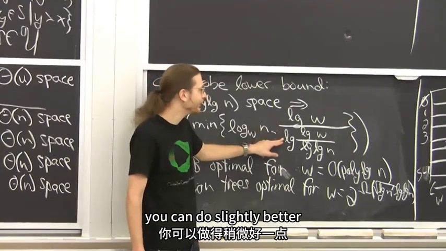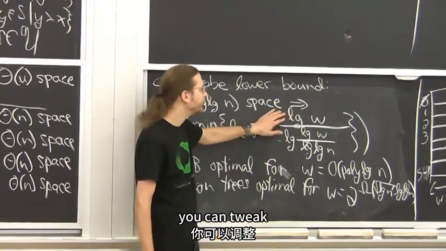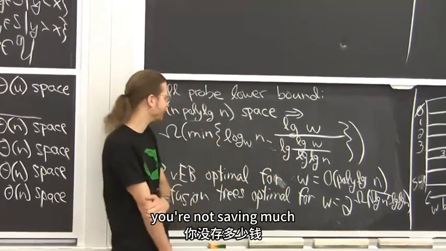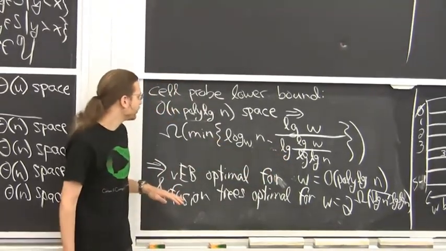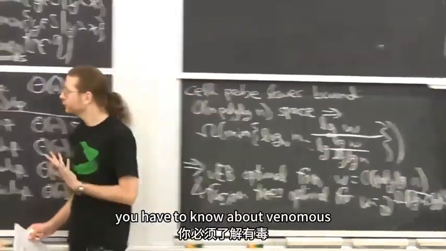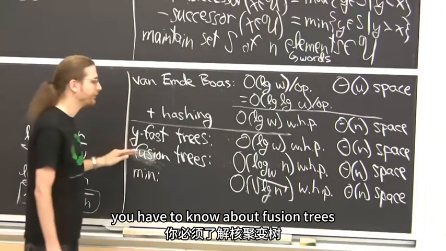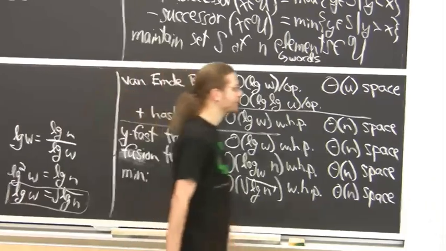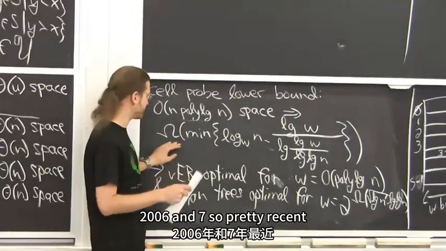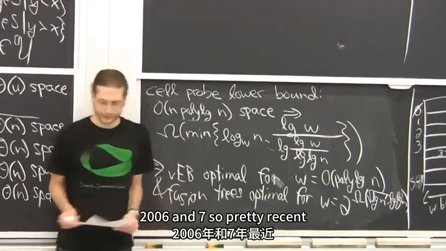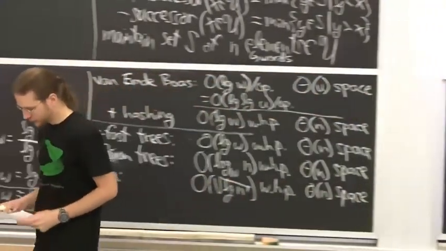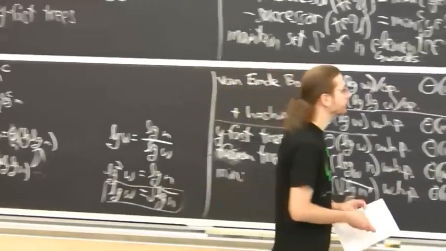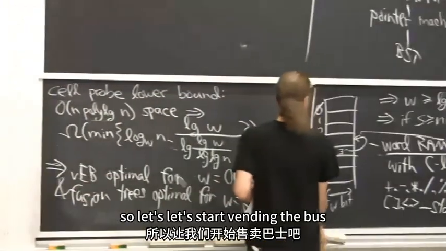You can do slightly better. It's almost an exercise. You can tweak van Emde Boas and get this slight improvement, but for most word sizes it really doesn't matter. You're not saving much. Cool. So other than that little factor, these are the right answers. You have to know about van Emde Boas. You have to know about fusion trees. And so this lecture is about van Emde Boas. Next lecture is about fusion trees. This result is from 2006 and 2007, so pretty recent. Okay. So let's start van Emde Boas.